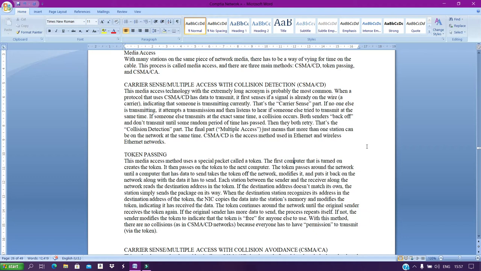If no one else is transmitting, it attempts a transmission and then listens to hear if someone else tried to transmit at the same time. If someone else transmits at the exact same time, a collision occurs. Both senders back off and don't transmit until some random period of time has passed. Then they both retry. That's the collision detection part. The final part, multiple access, just means that more than one station can be on the network at the same time. CSMA-CD is the access method used in Ethernet and wireless Ethernet networks.